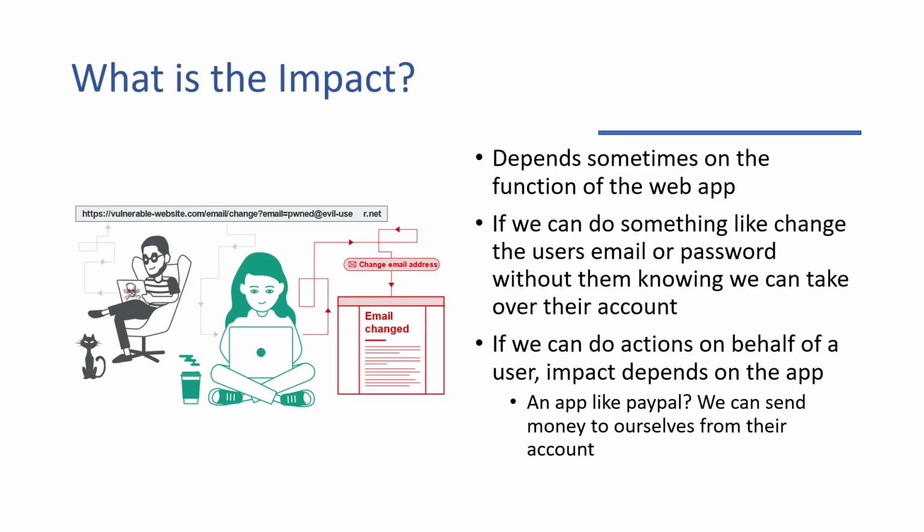And if we can do actions on behalf of a user, impact really depends on what the app is. With an app like PayPal, being able to send money to ourselves without someone knowing we've done it is obviously quite a lot more powerful than being able to, I don't know, change someone's favorite color from blue to pink, right?